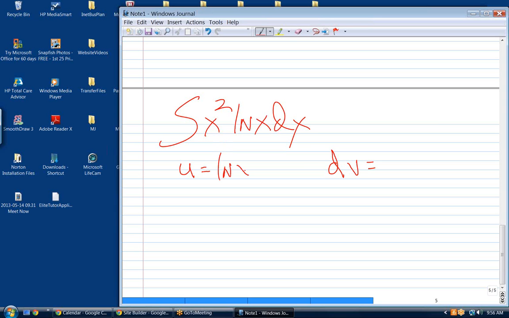Okay. So it's the first letter in LIPET that comes out. Yes, you go by that order. In other words, you let an exponential be u over a trig function, or you let a polynomial be u over an exponential. The top of the list is log, so you always let u equal to the log part of the function, which makes the rest of it x squared dx.